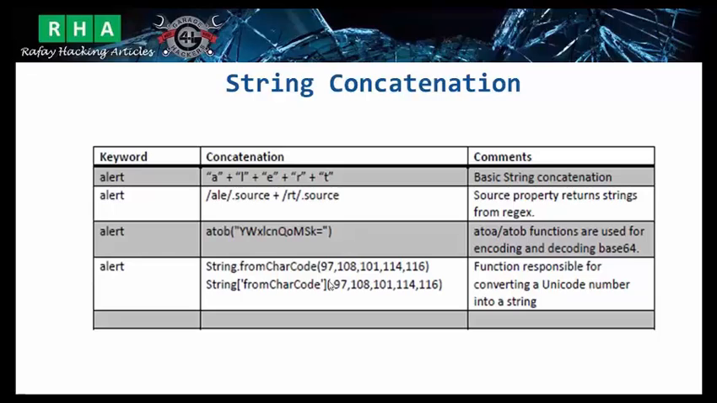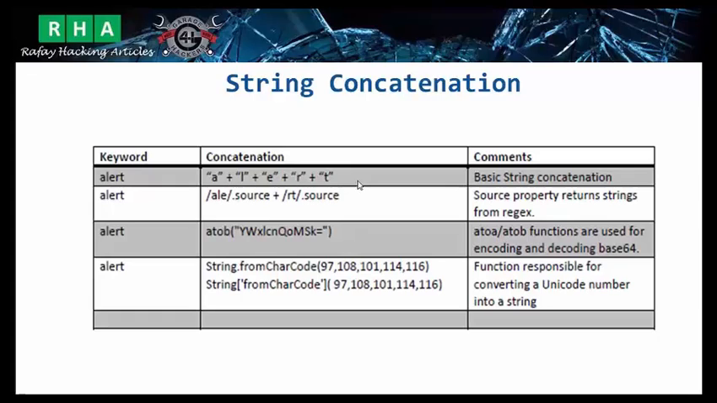String concatenation: there are many ways that we can concatenate strings, primarily two of them. One is basic string concatenation, where we are using double quotes and separating the letters simply by using the plus sign. And we have the dot source property, which simply returns the string from the regex. So this would return ALE from this regex, and this would return RT. When combined, it would result in the alert function, right?